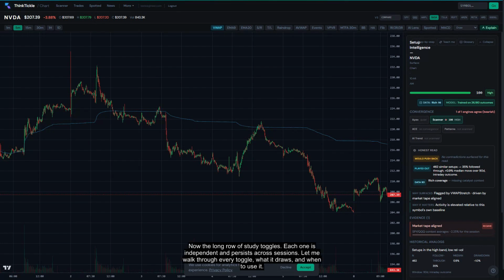Now the long row of study toggles. Each one is independent and persists across sessions. Let me walk through every toggle, what it draws, and when to use it. VWAP, the volume-weighted average price for the current intraday session. On by default. The dashed line on the chart is your reference for whether buyers or sellers are in control today.